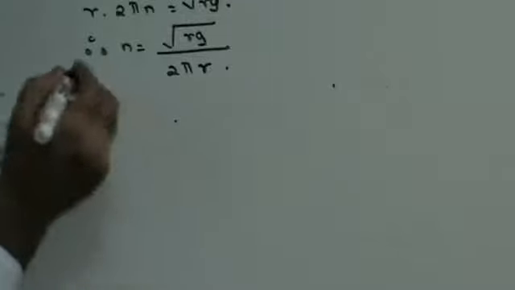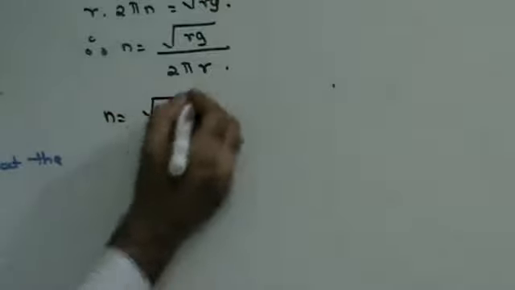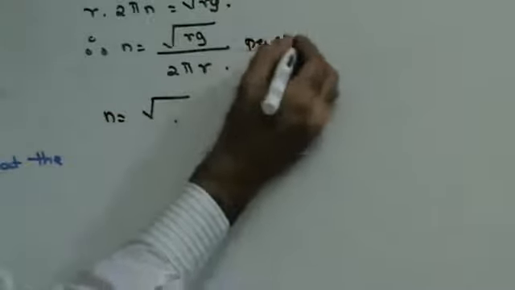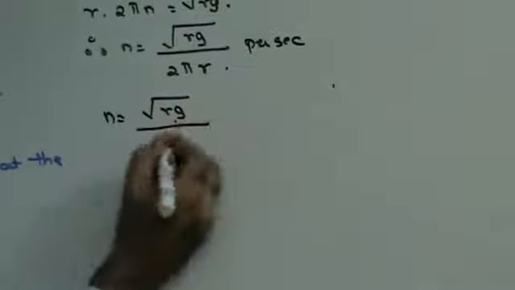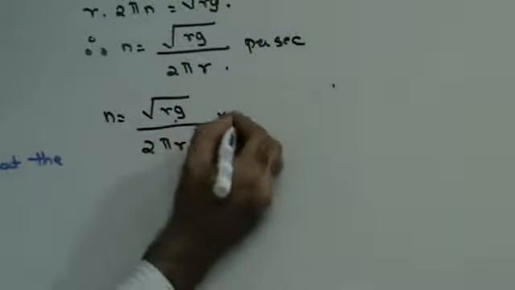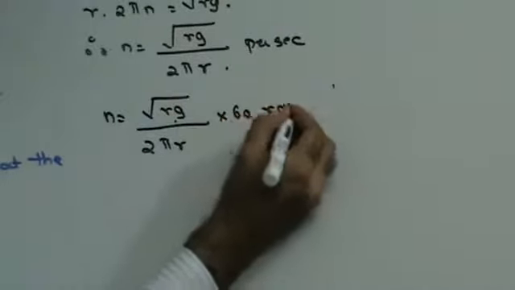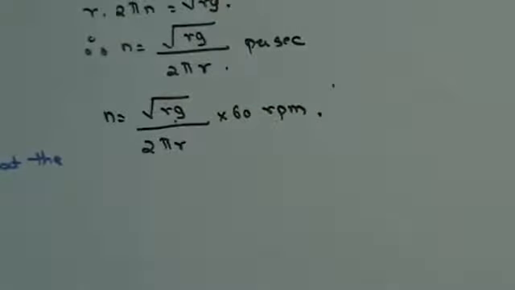This will give you the answer in terms of rotations per second. To convert it into per minute, n is going to be square root of rg upon 2 pi r, and this is in terms of per second. To convert it into per minute, you will multiply by 60. That will give you rotations per minute. That's how you come to know your rotations per minute. Right? Next.